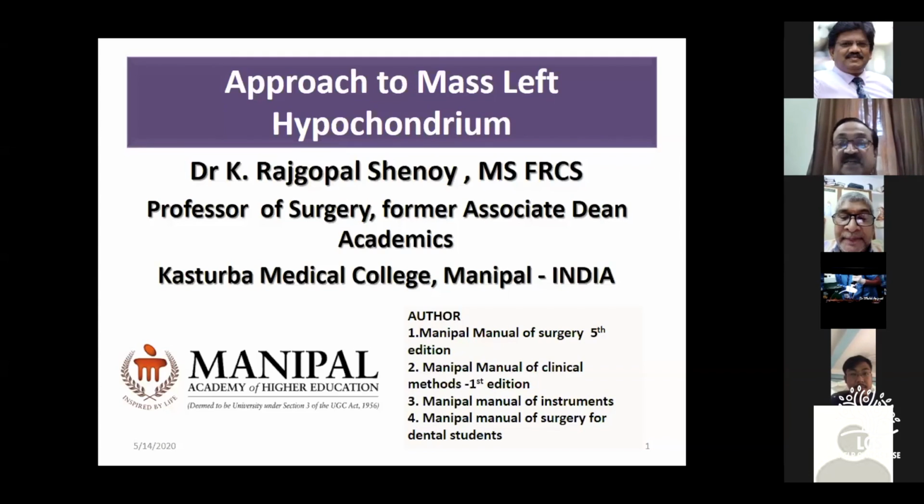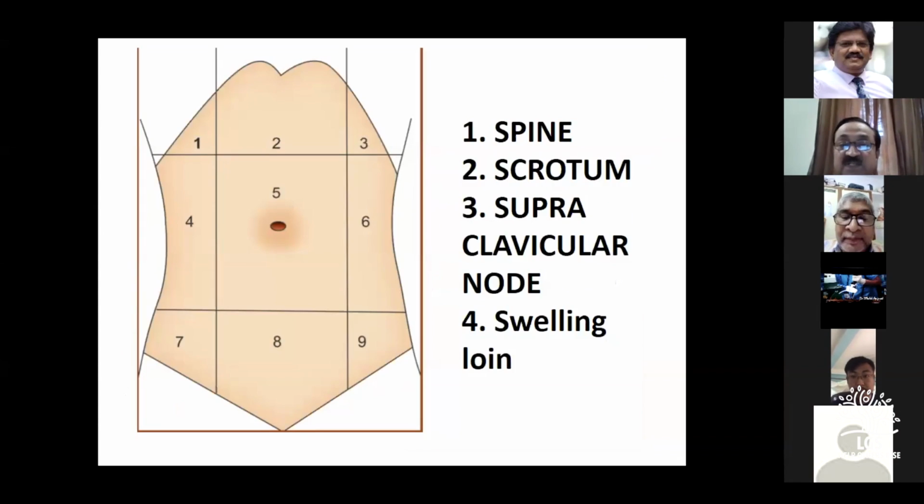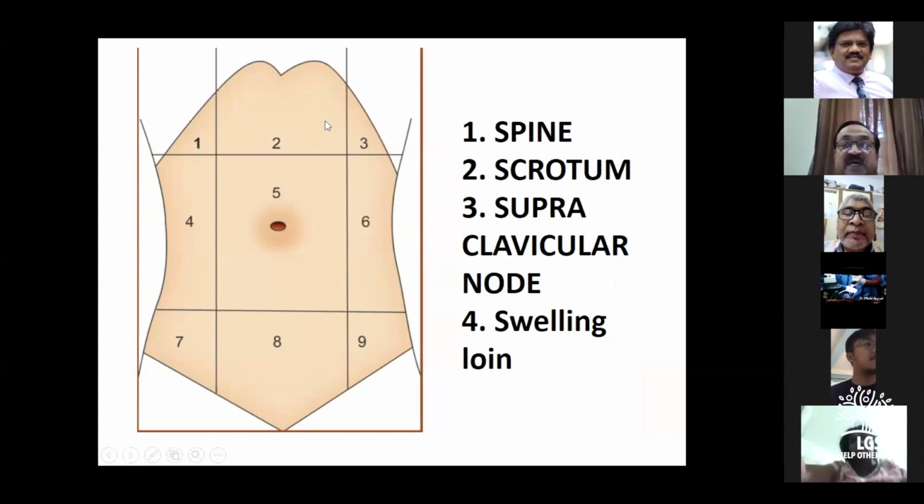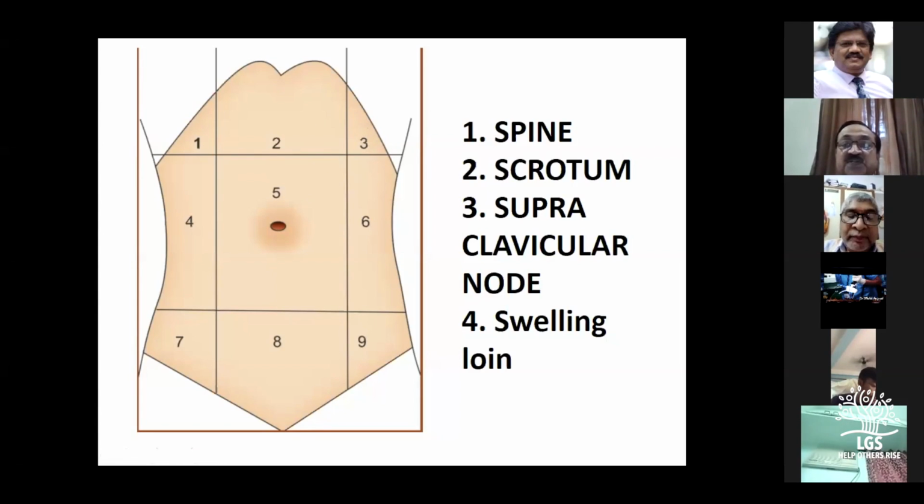Good afternoon, students. We are today talking about mass in the left hypochondrium. Before we proceed, I always have this slide because whatever said and done, one has to realize that hypochondriums are the smallest segments. So hypochondrium is the smallest part in the abdomen. There could be a possibility of masses from the neighboring areas, like from the epigastrium. The kidneys, for example, will come here somewhere. So these are the smallest quadrants.